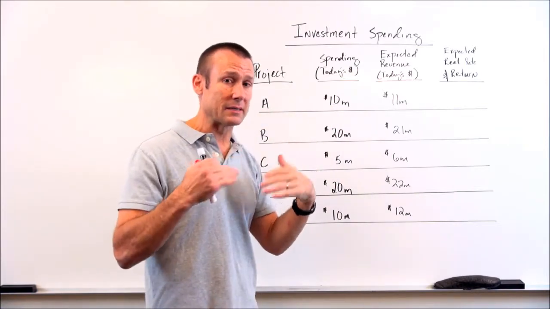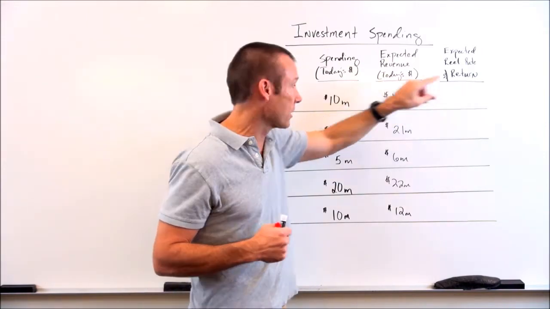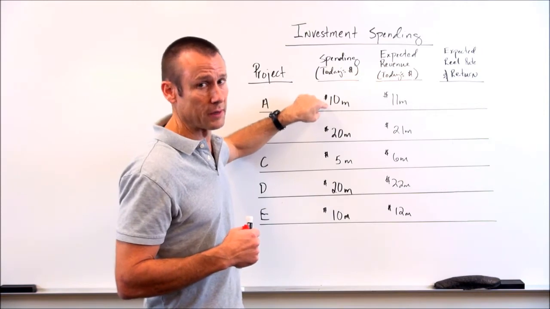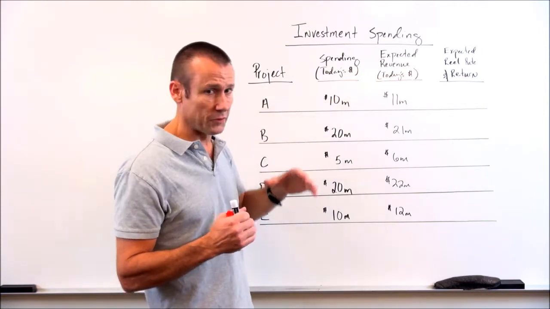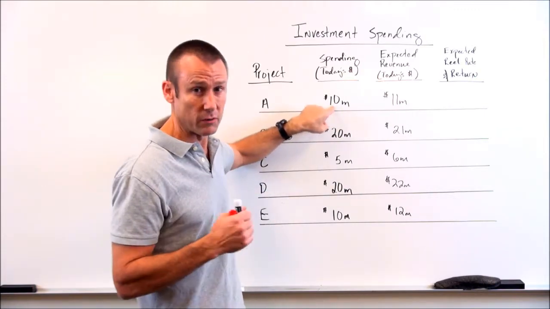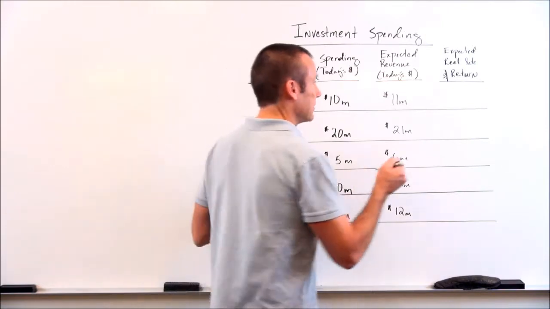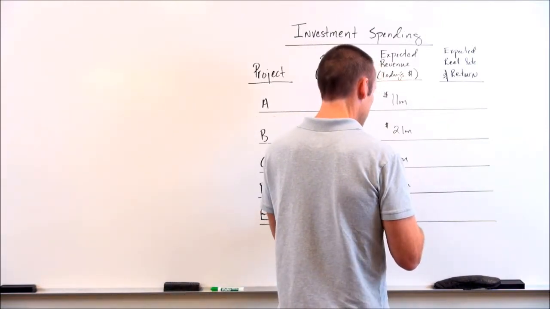Why am I dividing it by 10 million? Because what I'm going to put here is my expected real rate of return on the money I'm going to spend, that 10 million. So once again, the difference between 11 and 10 is 1 million, divided by my original spending, which is 10 million. 1 over 10 is 10%.